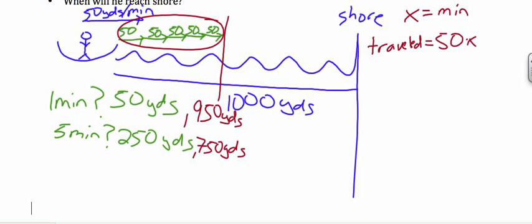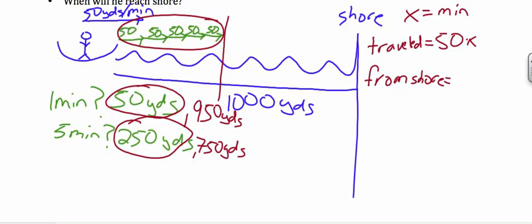Think about that. 50 times 1 is 50. 50 times 5 is 250. That's what got me those distances. Now, this is where writing the distance I am from shore in terms of an equation is probably helpful if you've actually done some of these calculations before. So how did you get from this to these values? Well, you took 1,000 minus the distance I've traveled.